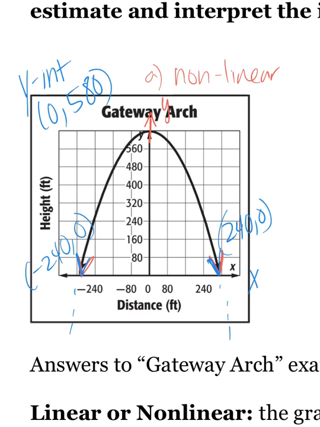So, does this graph have a line of symmetry? Could I fold this graph in half and both sides would match? What do you think? If I folded the graph right on this line, would this side match this side? Yes. So you would say, yes, a line of symmetry. Can you see that?